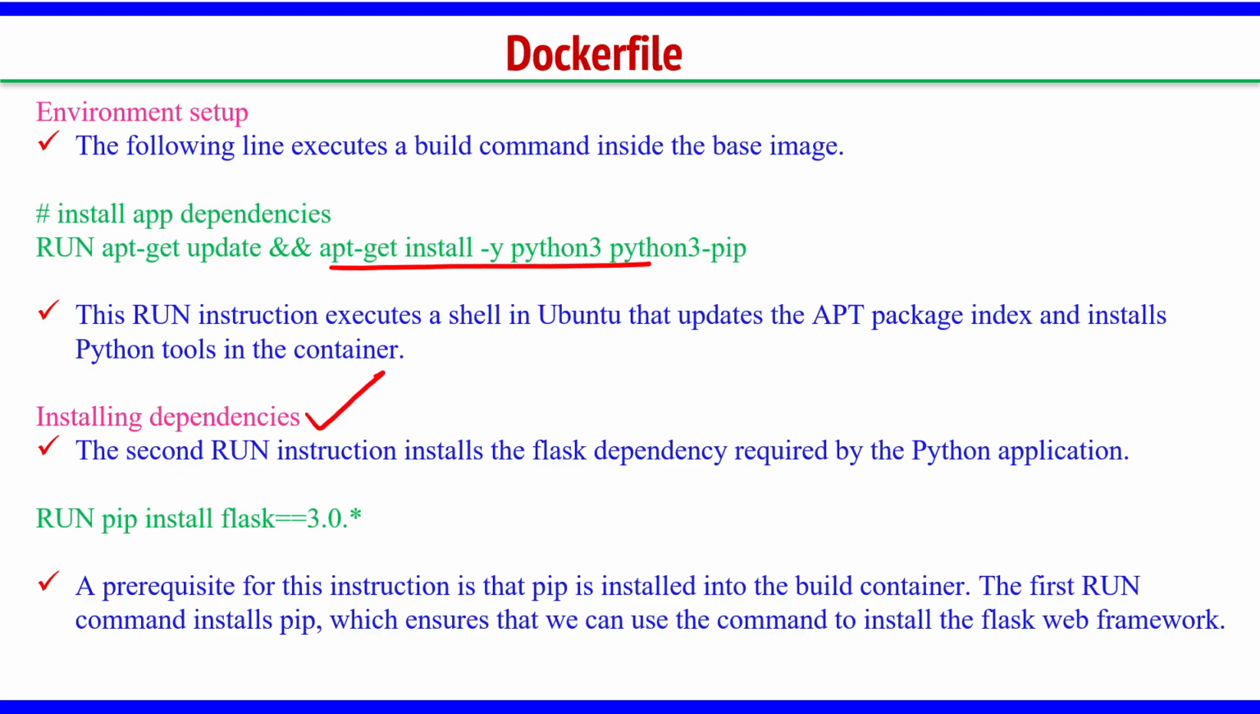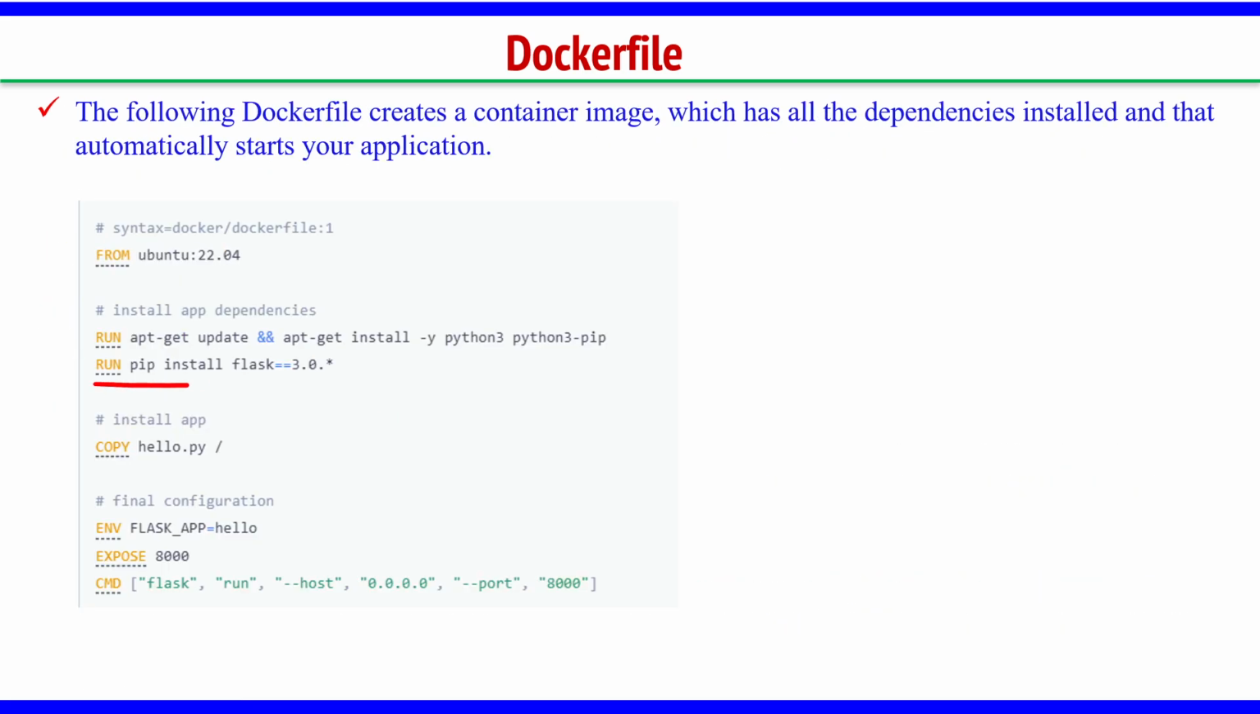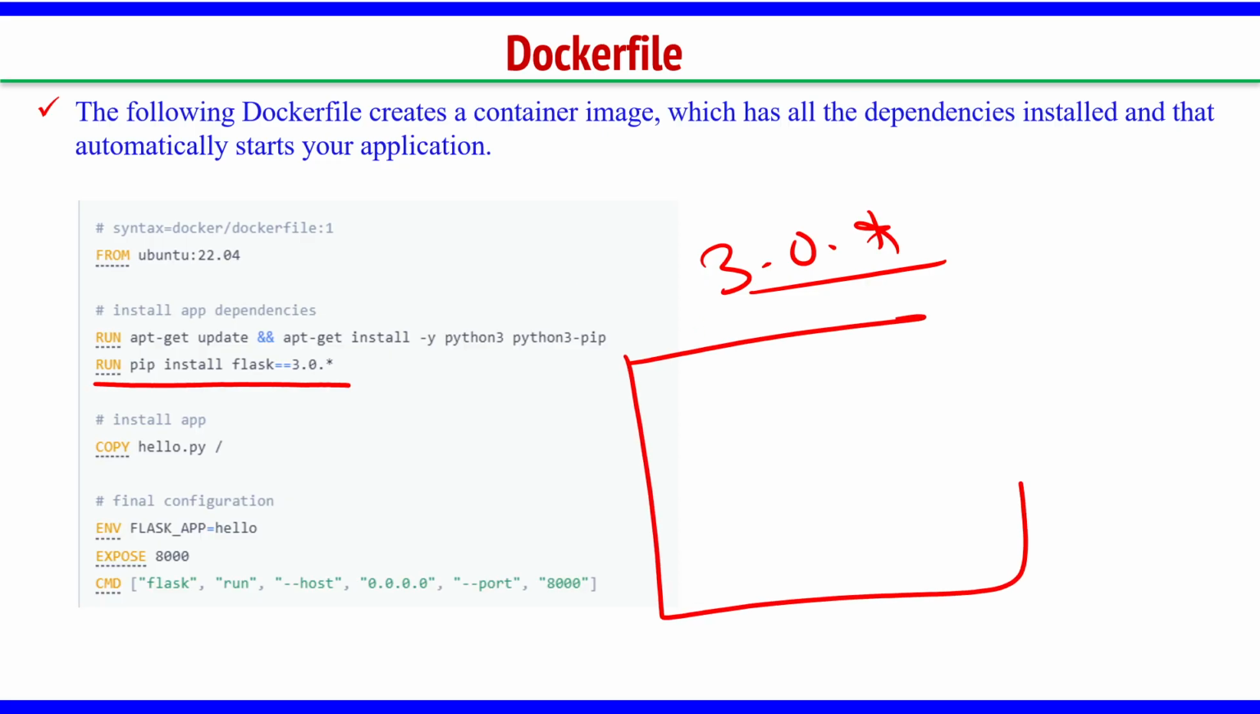Then I am installing the dependencies. The second RUN instruction installs the Flask dependency required by the Python application. So, I am giving RUN pip install Flask 3.0. See here, RUN pip install Flask 3.0 version, or any version after that, the latest version. Basically we are creating a container and installing all that is required.